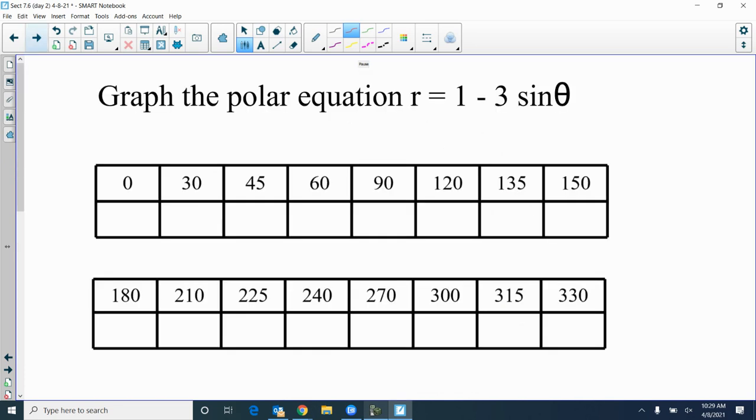All right, go ahead. Same thing here for 1 minus 3 sine of theta. Go to 180. Go to 180 and then just kind of hold it for a second.